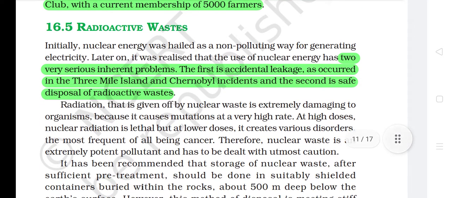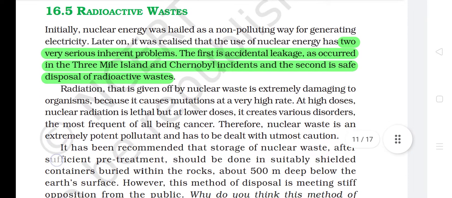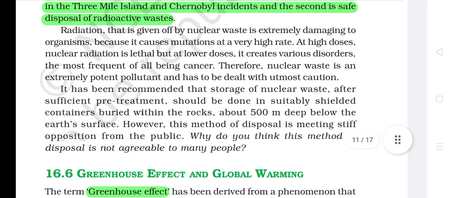16.5 Radioactive waste. Initially, nuclear energy was held as a non polluting way for generating electricity. Later on, it was realized that the use of nuclear energy has two very serious inherent problems. The first is accidental leakage, as occurred in the Three Mile Island and Chernobyl incidents, and the second is safe disposal of radioactive waste. Radiation that is given off by nuclear waste is extremely damaging to organisms because it causes mutations at a very high rate.